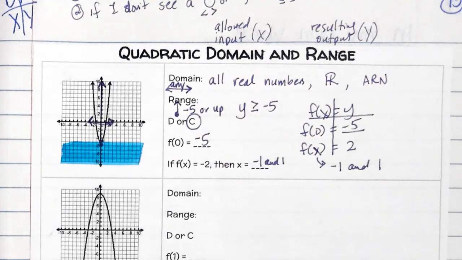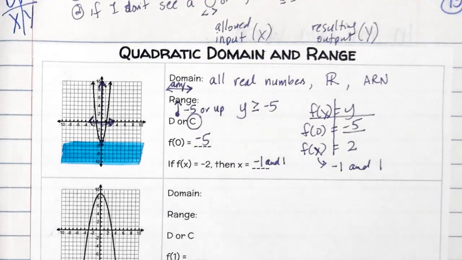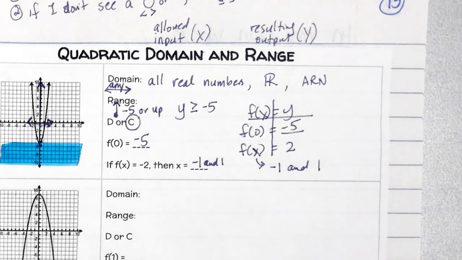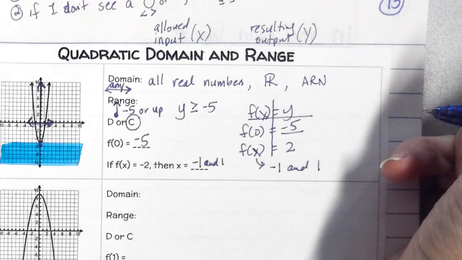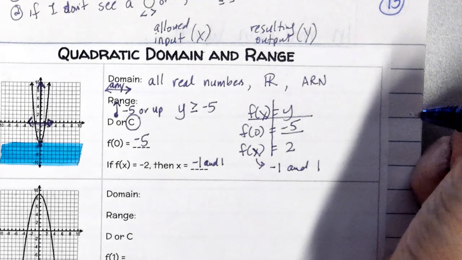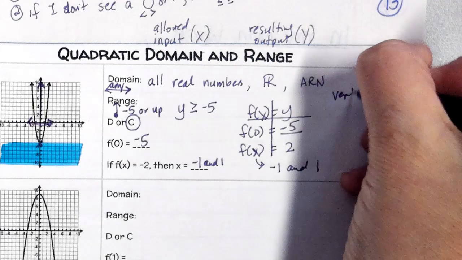-1 and 1. All right. So again, and just to put it out there, what is our most important value? You guys should be able to tell me what is the most important thing, the thing that we look at first on one of these graphs. We look at the vertex.